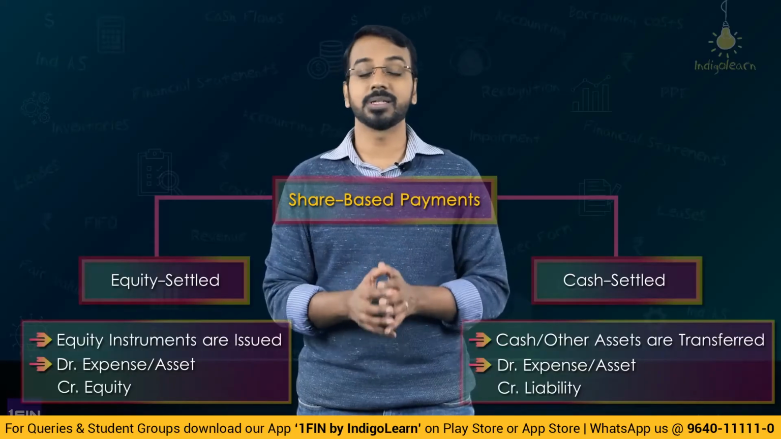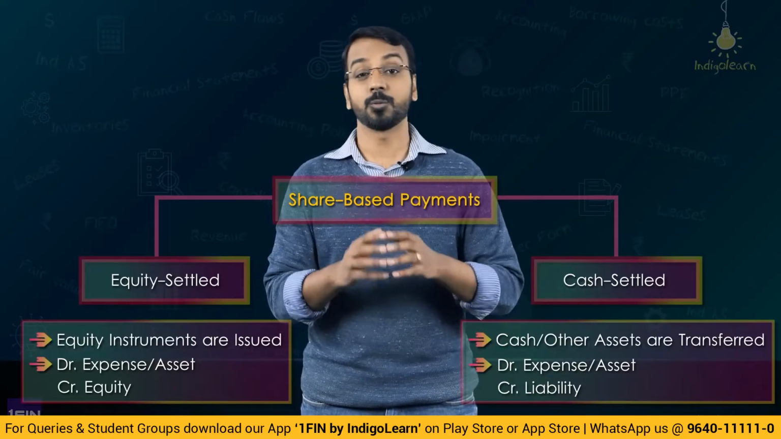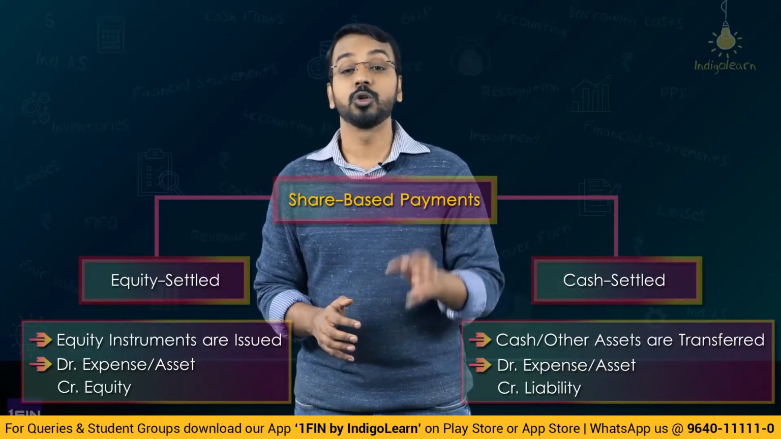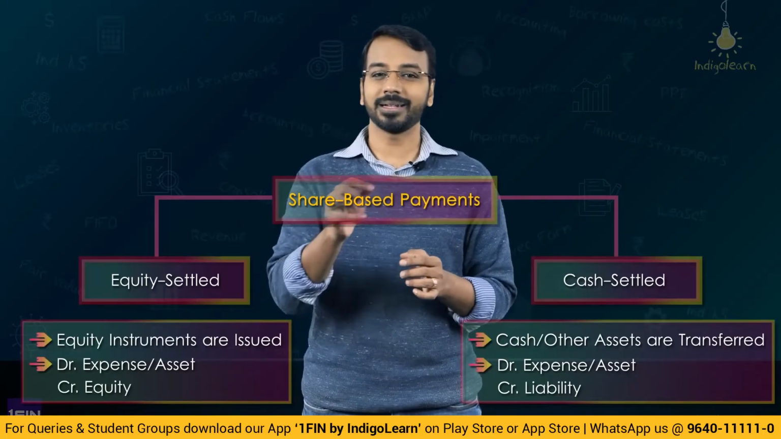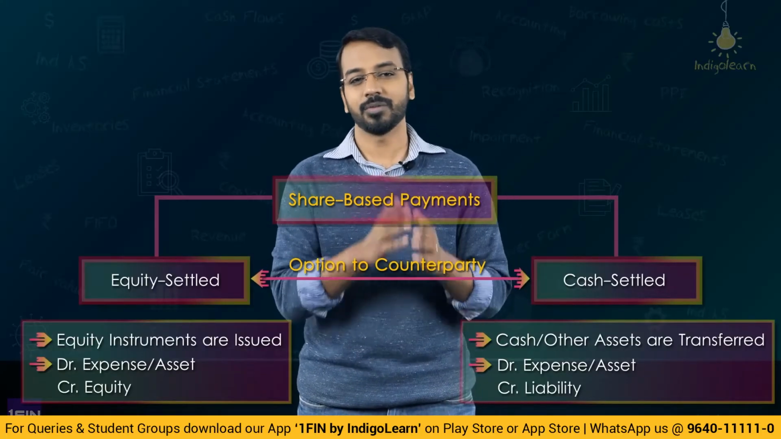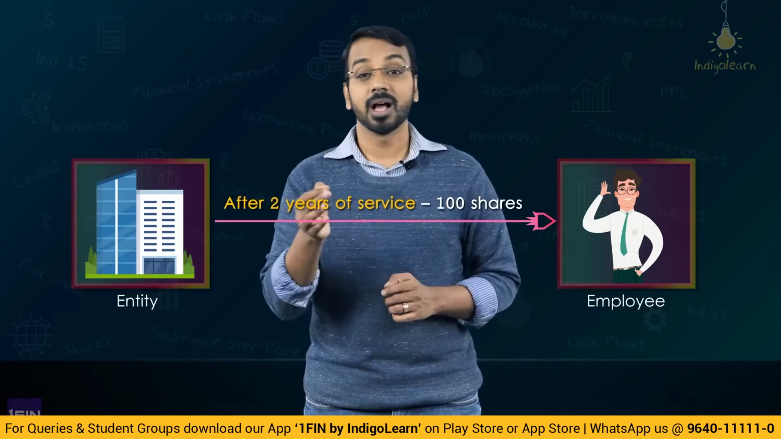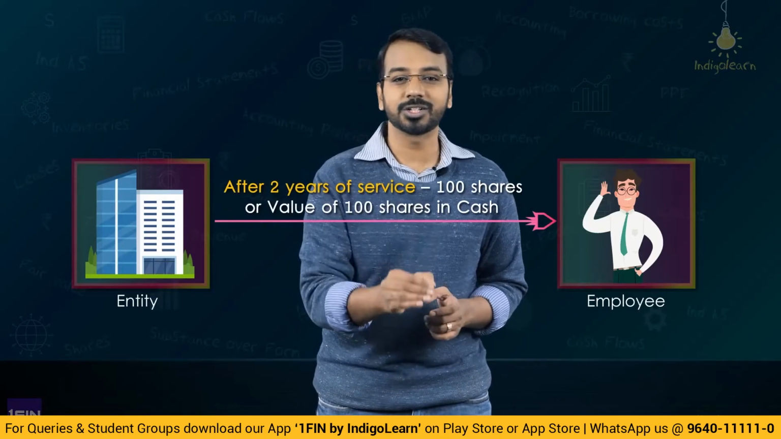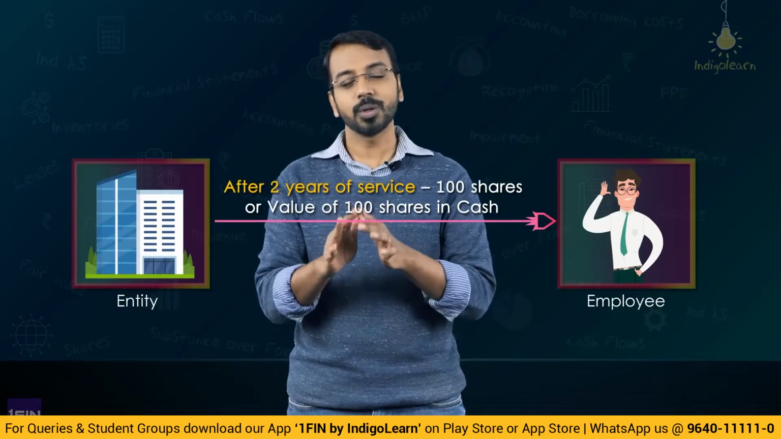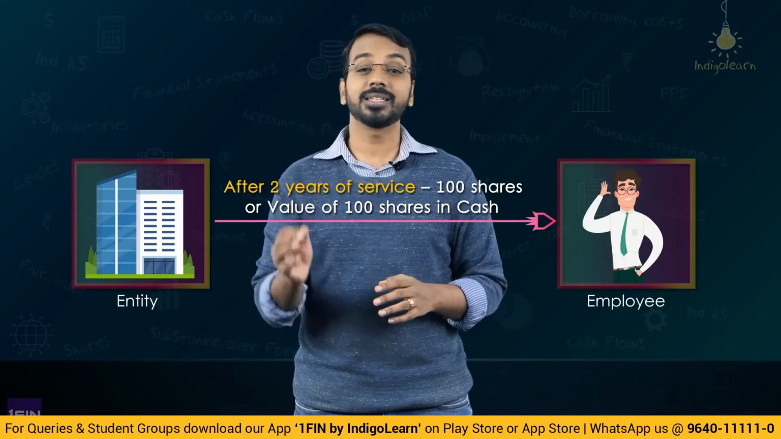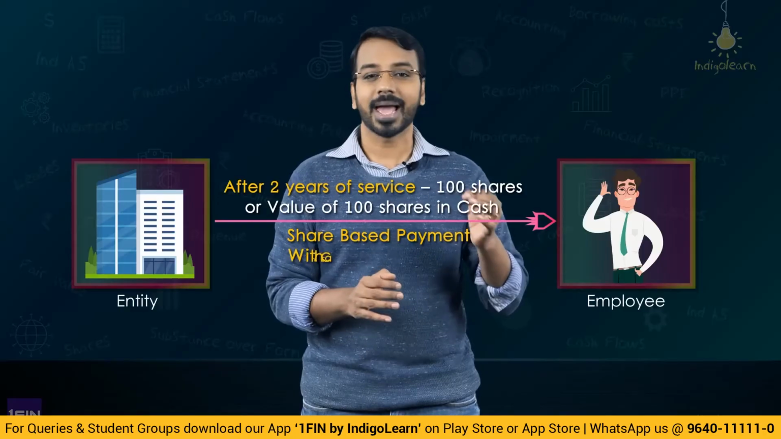Now, sometimes what happens is there could be share based payment transactions which give an option to the other party to either take cash or to take equity. When I say cash, cash and other assets, or to take equity. Say for example, there is an employer who tells the employee that after 2 years of service, either you take 100 shares of the company or take value of 100 shares in form of cash, right? So, in such cases, we say that there is a share based payment with cash alternatives.